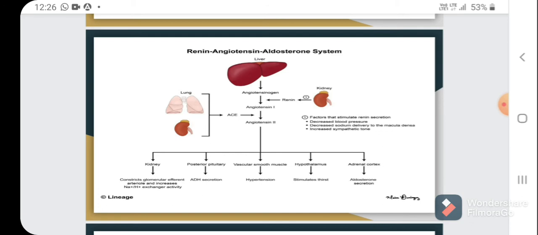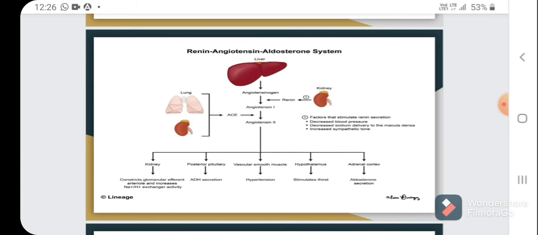Then angiotensin 1 is converted to angiotensin 2. This conversion occurs mainly in the lung, where angiotensin converting enzyme is produced by vascular endothelium cells. Although angiotensin converting enzyme is also generated in smaller quantities in the renal endothelium, mainly it occurs in the lungs. Now angiotensin 2 is a potent chemical which increases blood pressure by various mechanisms, and cardiac output is ultimately maintained. Now we can see how this angiotensin 2 increases blood pressure.